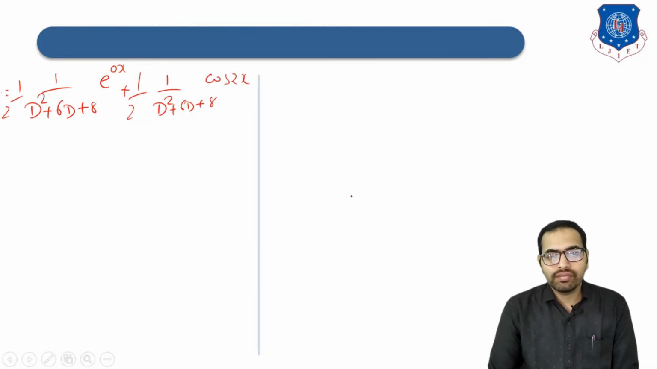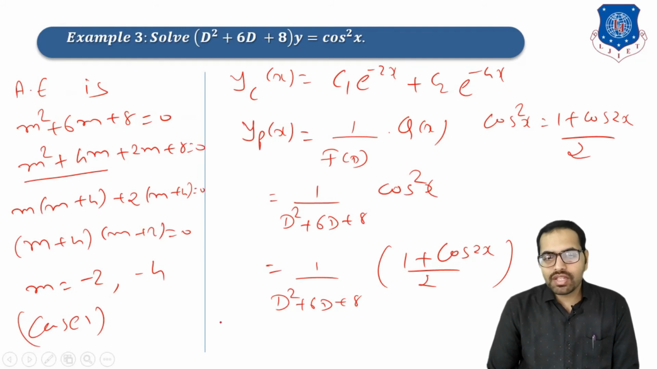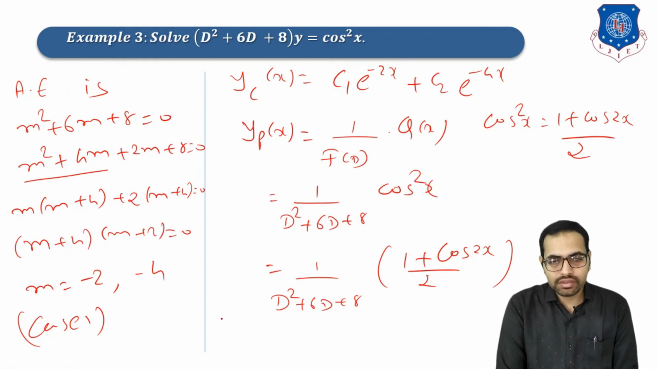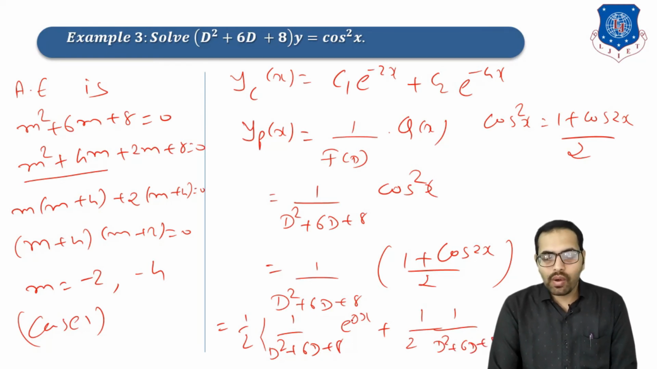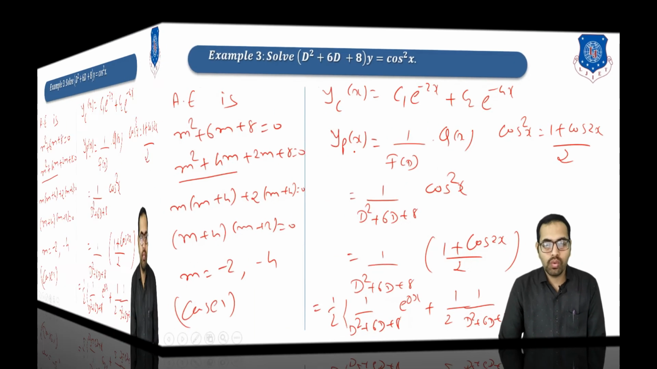See here, 1 by 2 which is common out, then 1 upon D square plus 6D plus 8 into 1, as e raised to 0x, and again 1 by 2 which is common out, 1 upon D square plus 6D plus 8 into cos 2x. Now here we apply case 1, here we apply case 2.